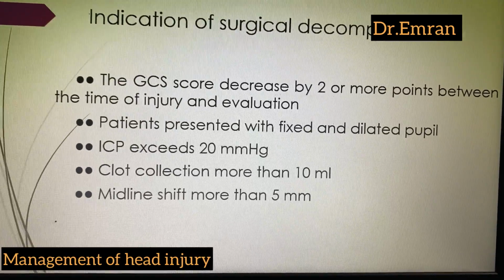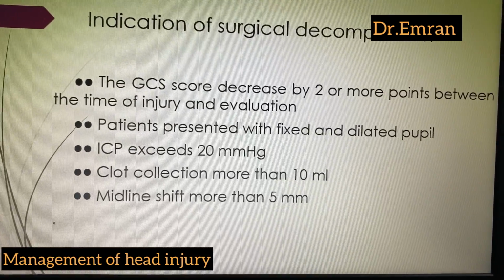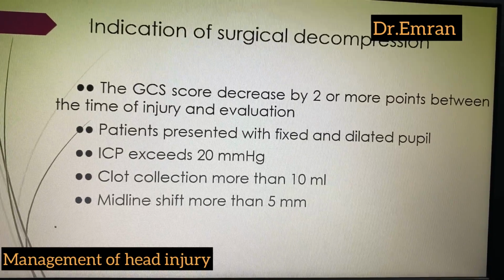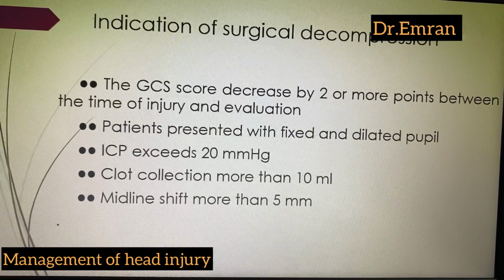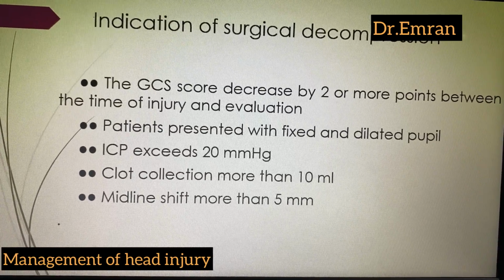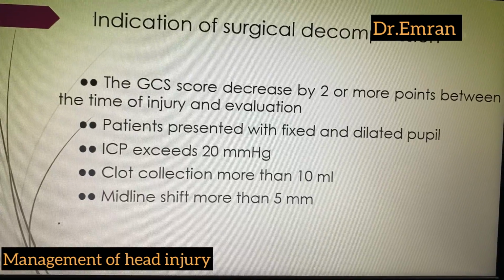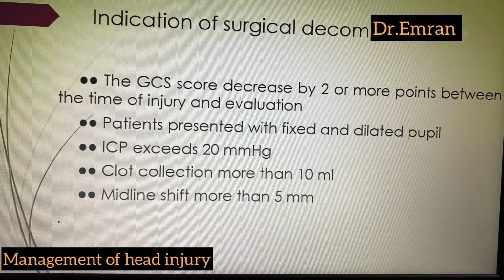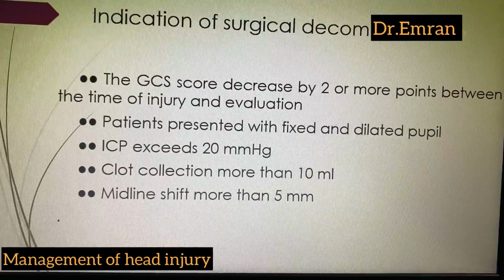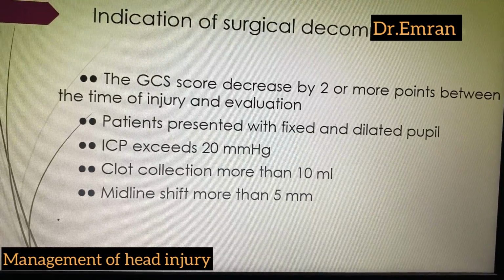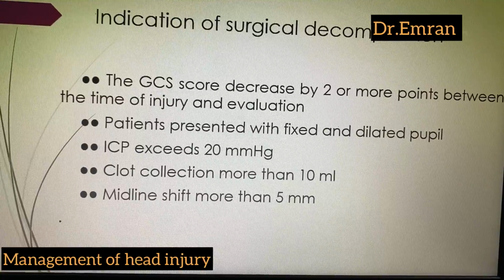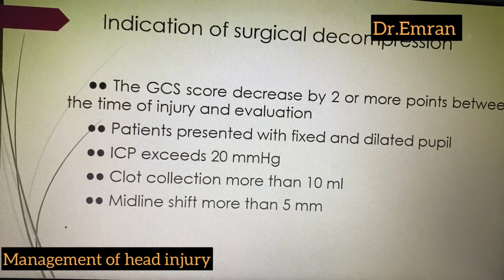Now, when to do this? What are the indications of doing surgical decompression? These are: GCS scale decreased by 2 or more points between the time of injury and evaluation, patient presented with fixed and dilated pupil, ICP exceeds 20 mm of mercury, clot collection more than 10 ml, midline shift more than 5 mm. These are very important.